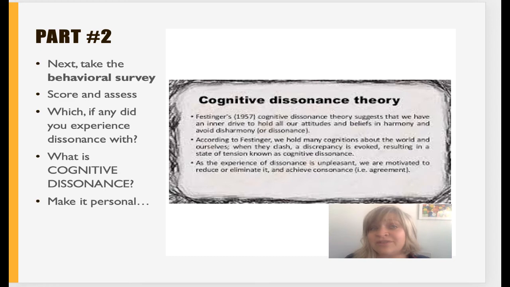Now, according to the theorist, we hold many different cognitions, or attitudes, ideas, opinions about the world and about ourselves. But when those opinions or attitudes clash with our actual performed behavior, there's a discrepancy there. Something isn't quite right. That results in a state known as cognitive dissonance, or tension. So we can think about it like this.